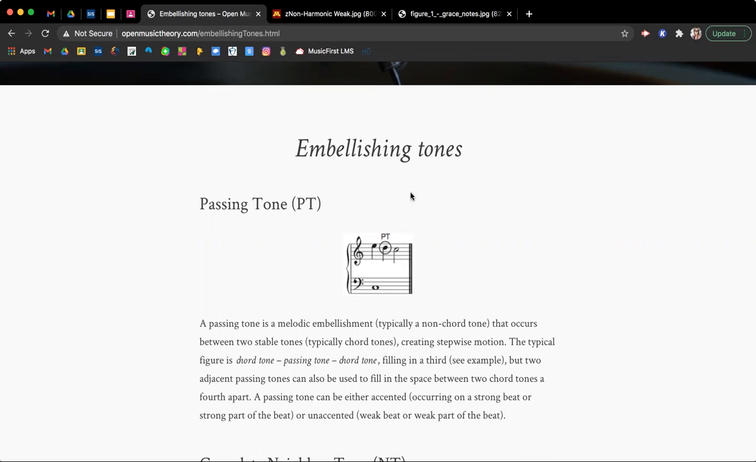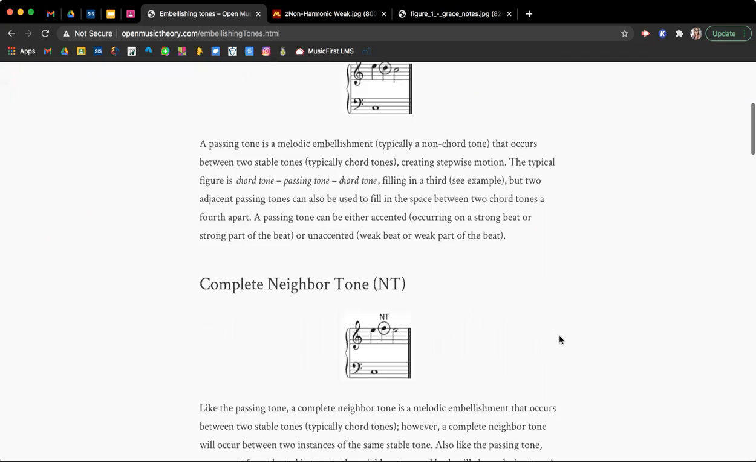So often embellishing tones do not belong to a chord. We call them non-harmonic, or here we have non-chord tones. There is a chance that you are using an embellishing tone that also belongs to the harmony, but oftentimes they don't. So a passing tone fills in that gap between two other notes, and it either will be descending or ascending, continuing in that stepwise motion.